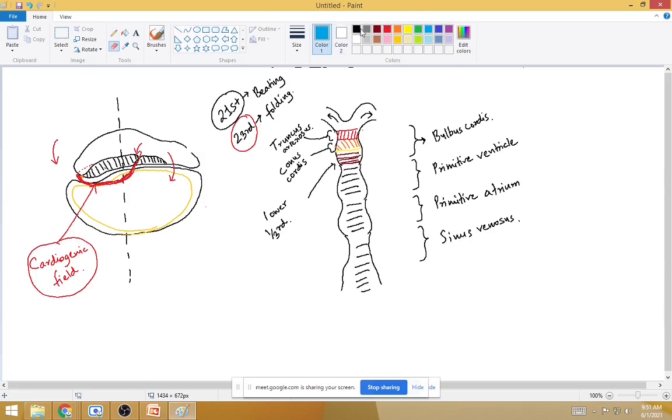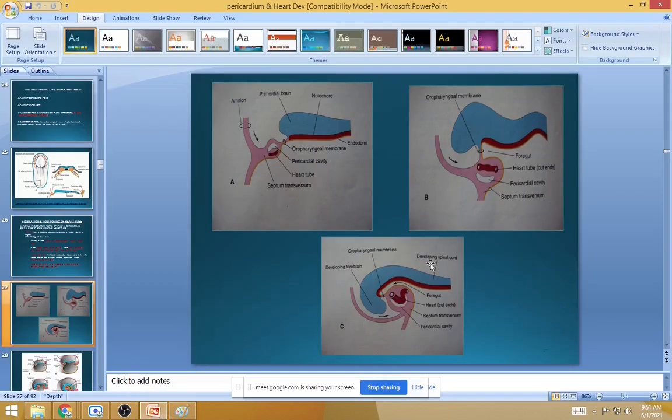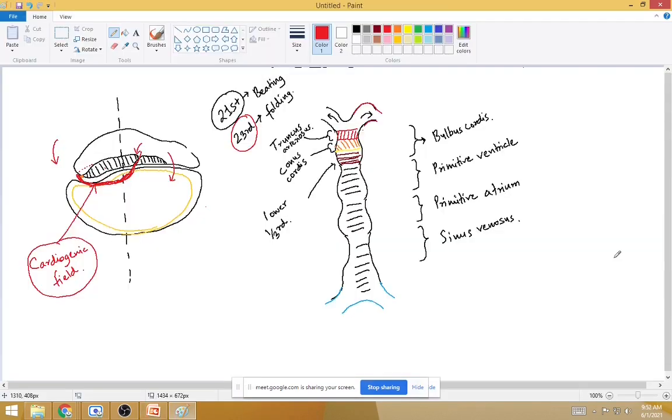Heart tube, where is it formed? Where is it lying? See again, if you are getting confused. It is now in the pericardial cavity, initially in the cervical part. It is being formed in the mesoderm which lies in the future thorax. Okay, now this is happening.